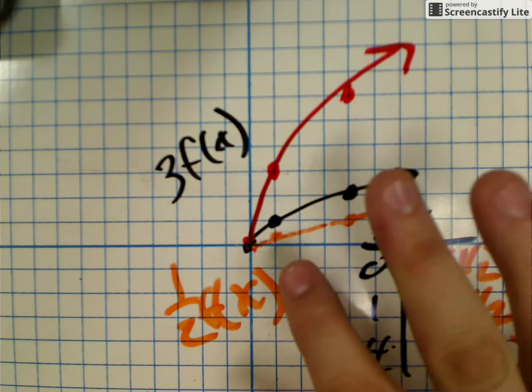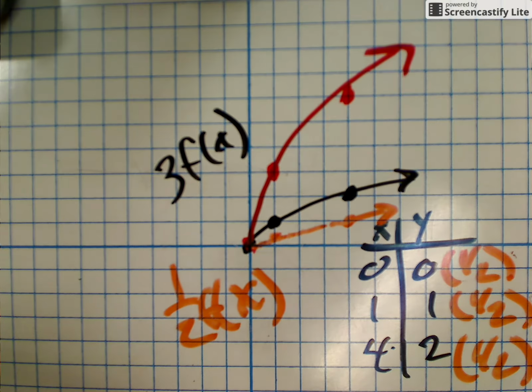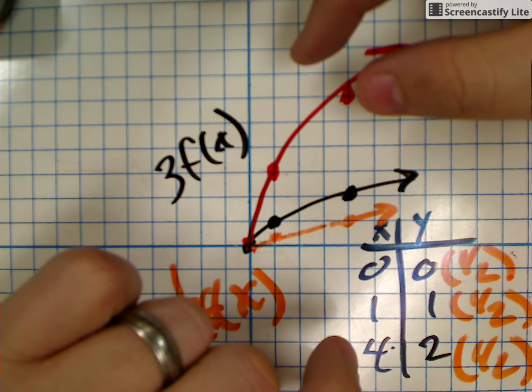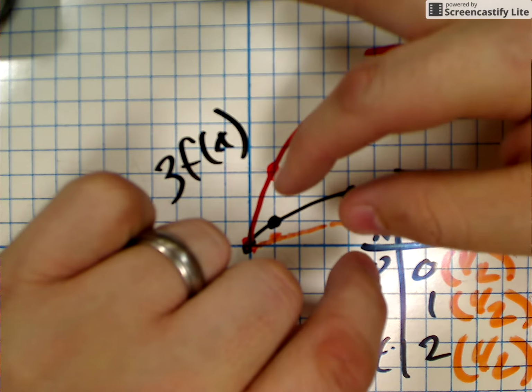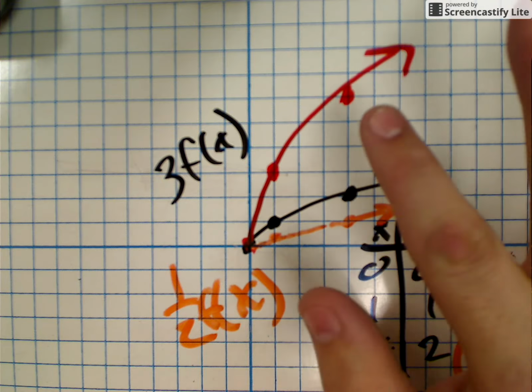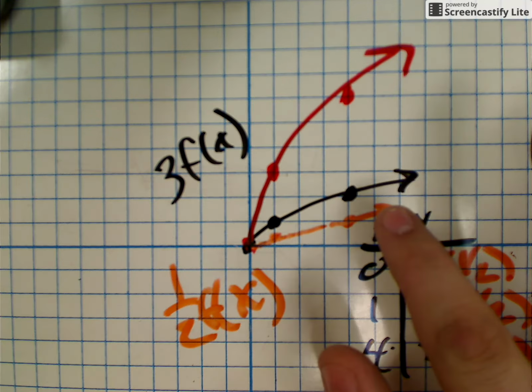And it's not a straight line. It's supposed to be curved, but okay. So that's what a vertical stretch and compression actually does. It takes your y values and pulls them away from the x-axis this direction, or brings them closer to your x-axis this way. This is your parent function. This is a vertical stretch. This is a vertical compression.